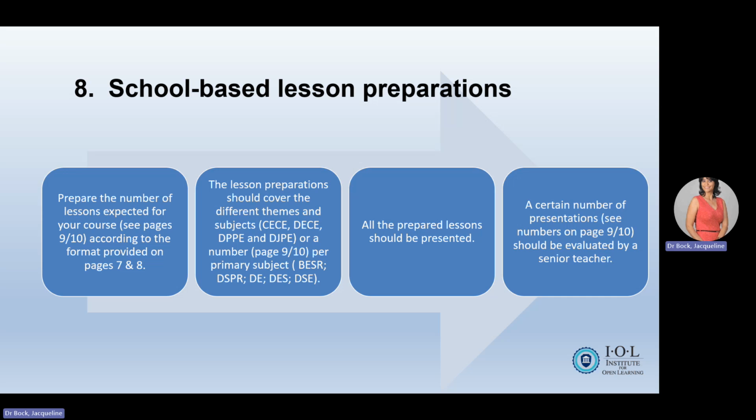If it's the primary subjects, we have the PESR, the DSPR, the DE, the DS, and the DSE. You need to familiarize yourself with what you have enrolled for, what you've registered for, and then adhere to the requirements. All the lessons you have written out and prepared should be presented, all of them. A certain number of the presentations will then be evaluated by a senior teacher. I hope it's clear so far.